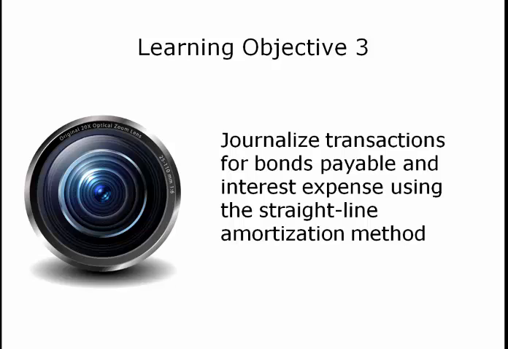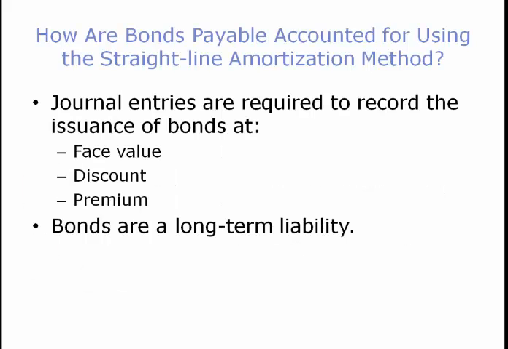So let's take a look at how journalizing bonds payable looks and some straight line amortization. Remember, bonds are a long-term liability. You can issue them at face value, which would be like 100 or 1, at a discount, which would be 95 or 0.95, or at a premium, which would be maybe 105, which would be 1.05 times the face value.